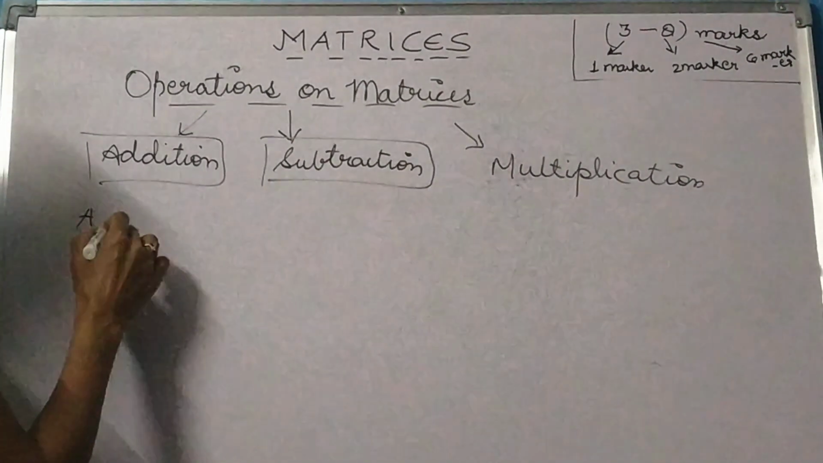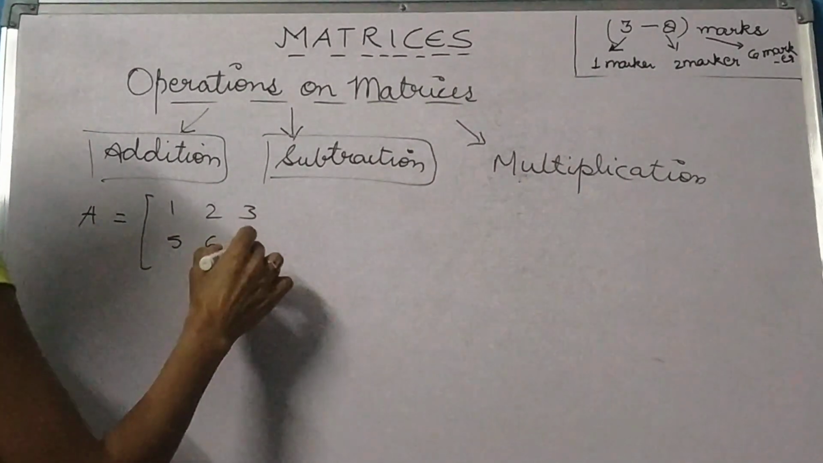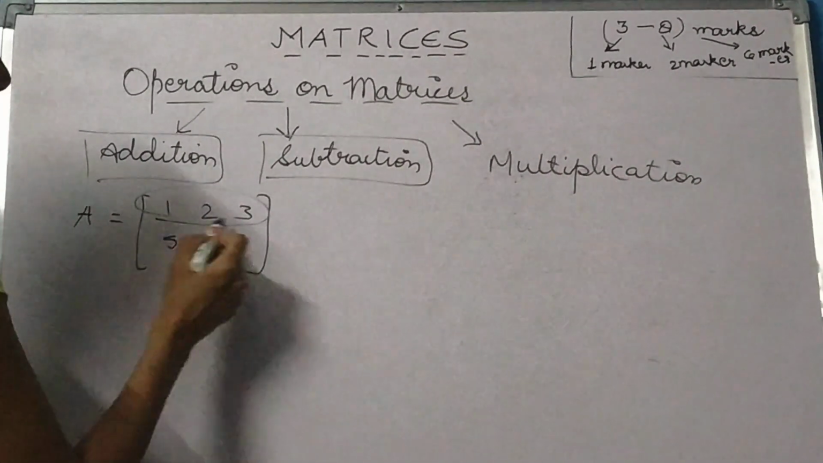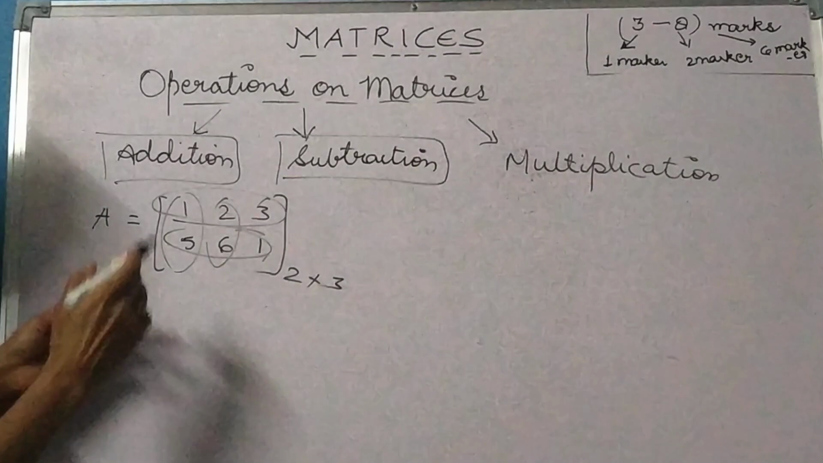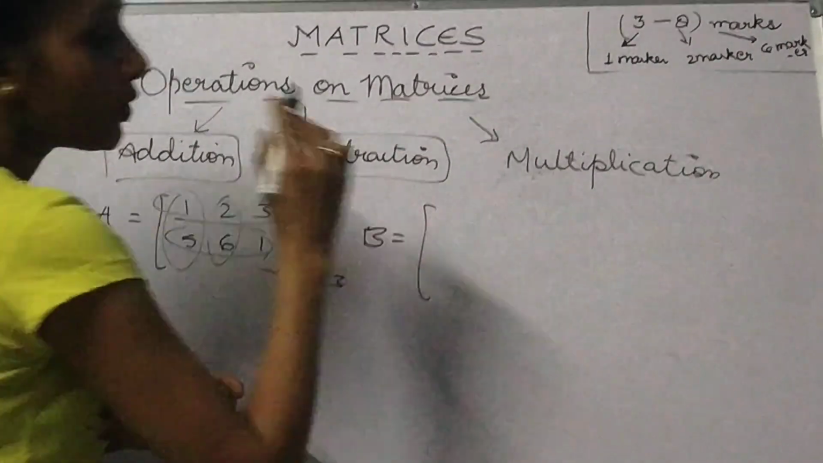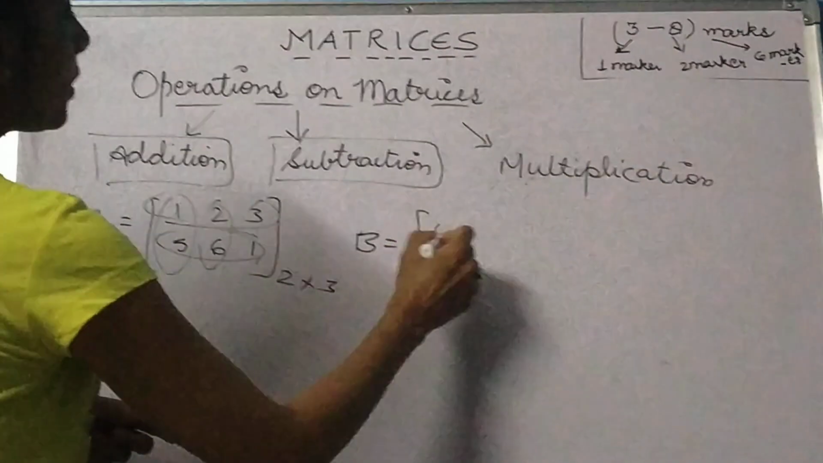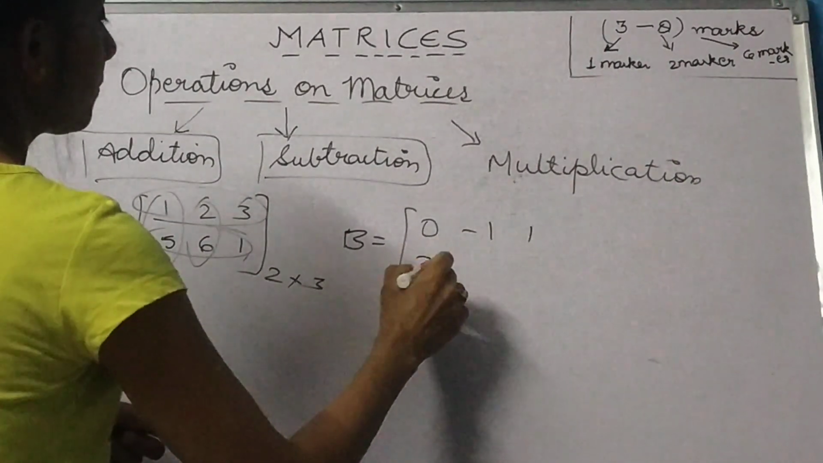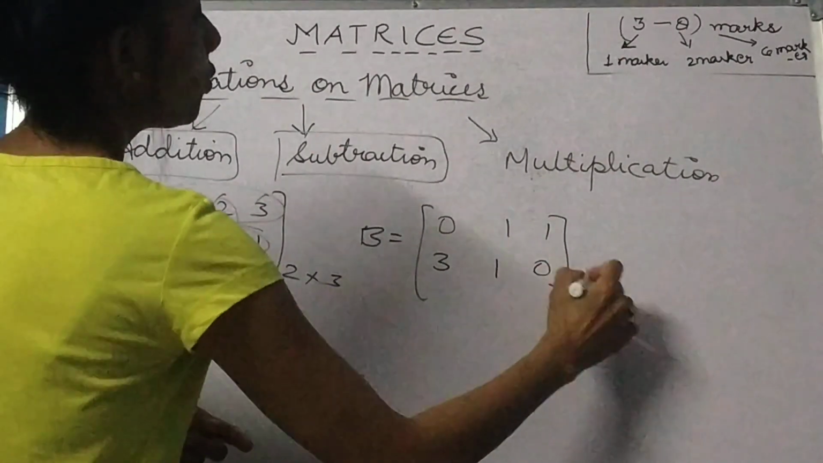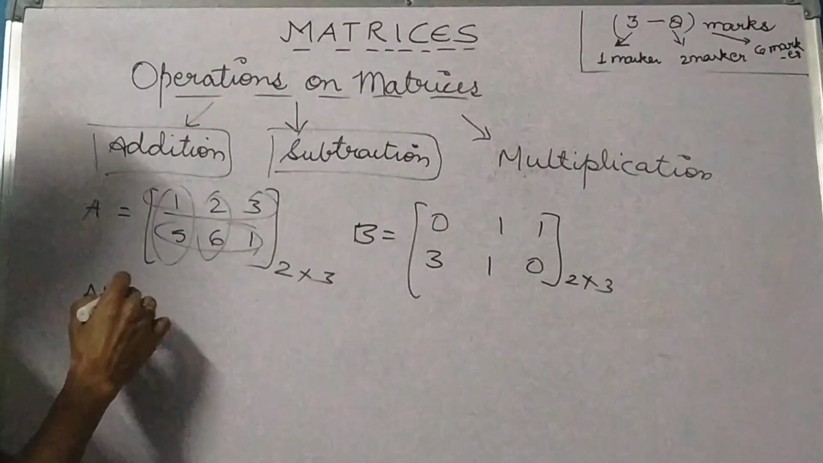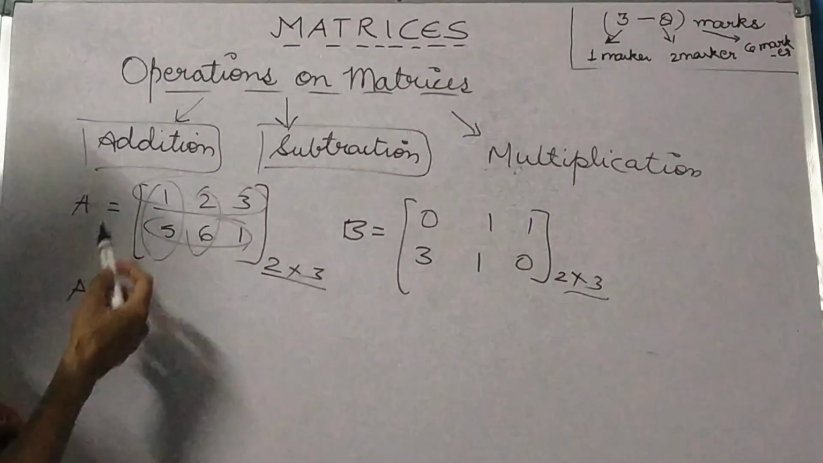That means if A is of order, say, 2 into 3, with rows 1, 2, 3, I can add two matrices if the order remains same. That means B should also be of order 2 into 3. I can add these two matrices if the order of the two matrices are same. So let's see how we can add.